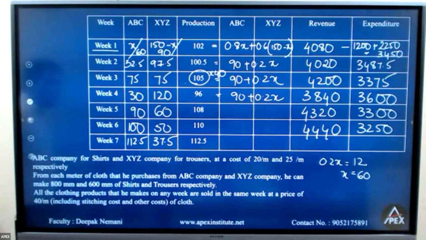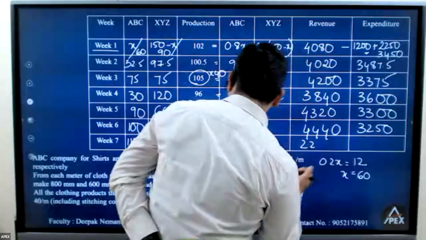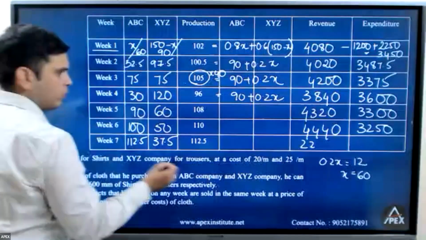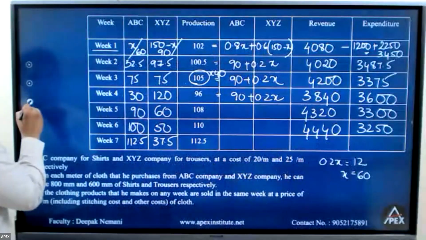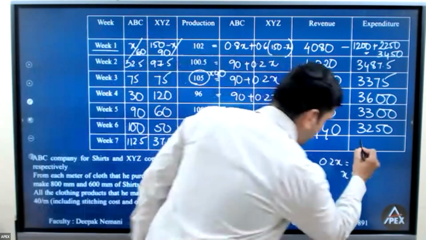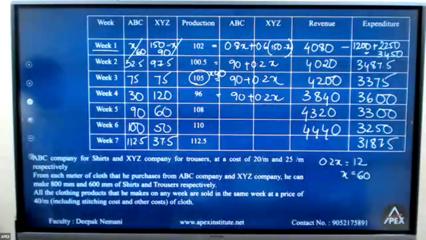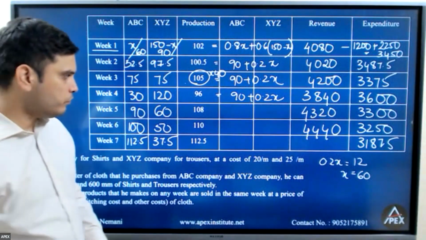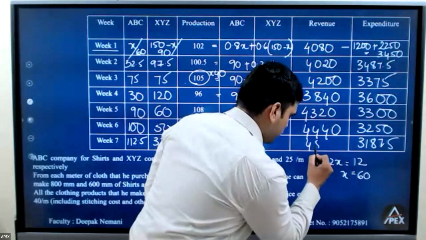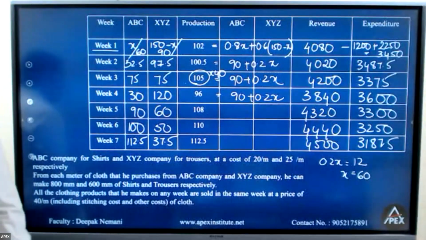So 112.5 into 20, 2250. Okay, sorry, my bad. 2250 plus 37.5 into 25, 3187.5. Now last value, 112.5 into 4 into 40, 4500. Now if you fill this table, you have calculators.